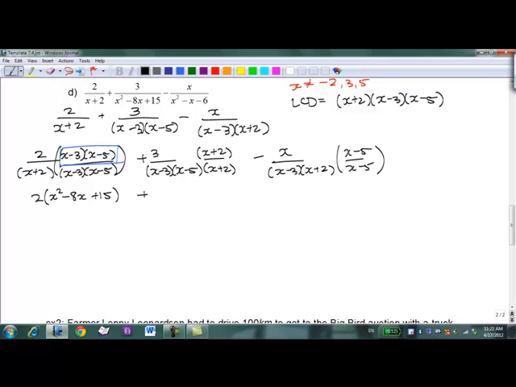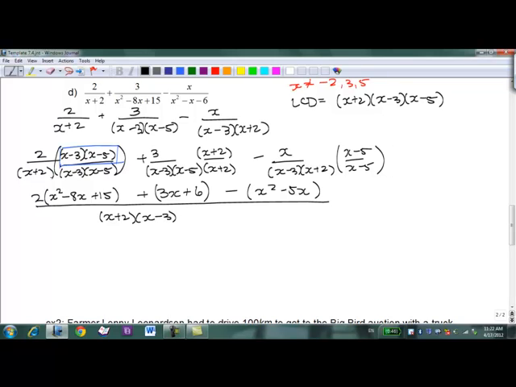We have plus in the second term 3x and 6, and minus x squared minus 5x. So quite a large numerator, and the three factors, I should say, in the denominator.